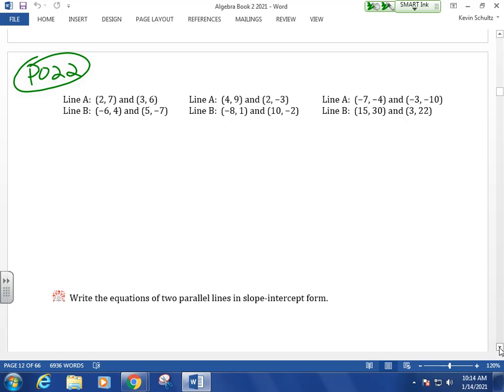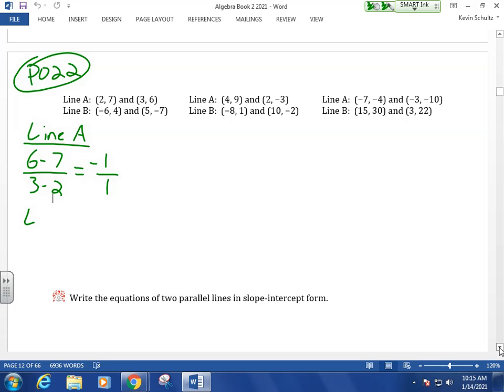Find the slope of each line, and then do we need to find the y-intercept, or do we need to write the equation in slope-intercept form? Or is the slope really all we need? Slope is all we need, right? So in this first one for line A, we're going to subtract our y values, 6 minus 7 over 3 minus 2. And that gives us -1 over 1.